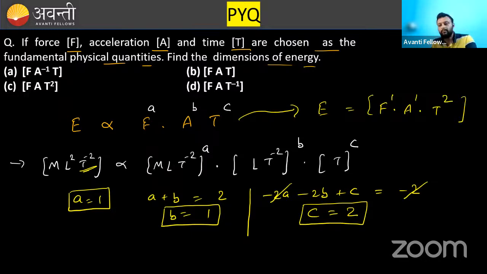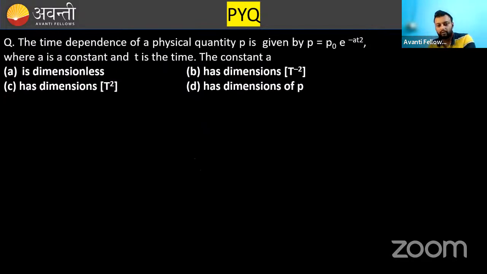So which is the correct option? Which is the correct option, A, B, C, D? Very good. C is the correct answer. I think this point is clear till now. How we solve these questions. One more question there is.